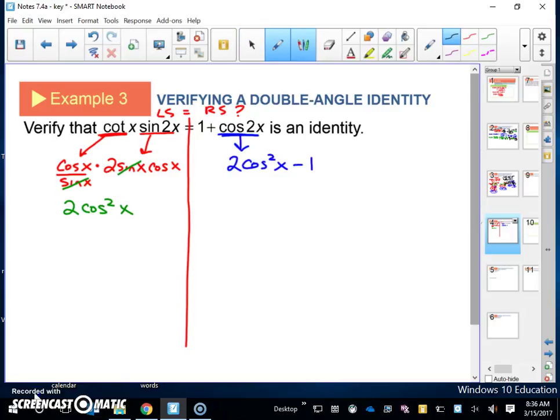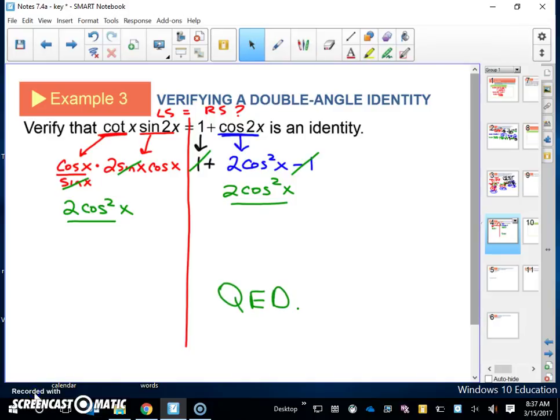Okay? I'm just going to bring down this 1. We have 1 plus 2 cosine squared x minus 1. I just use that identity and plug it in on the other side. But notice what happens here. The 1s are going to knock themselves out. 1 minus 1 is 0. And so we are just left with that 2 cosine squared x. And that's exactly what we wanted. I can see that the left side equals the right side now. And so I'm finished. I did exactly what I needed to do. I verified it.